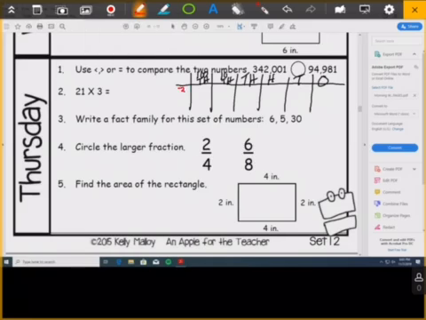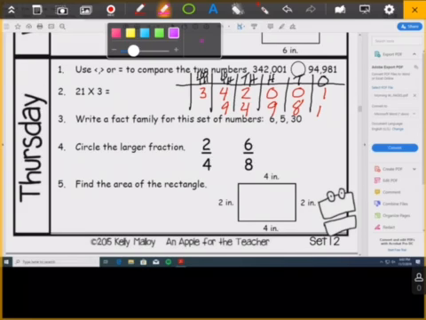I have 342, oops, got to fix that. 342,001. And I have 94,981. When comparing these numbers, I'm going to look at the greatest value first.